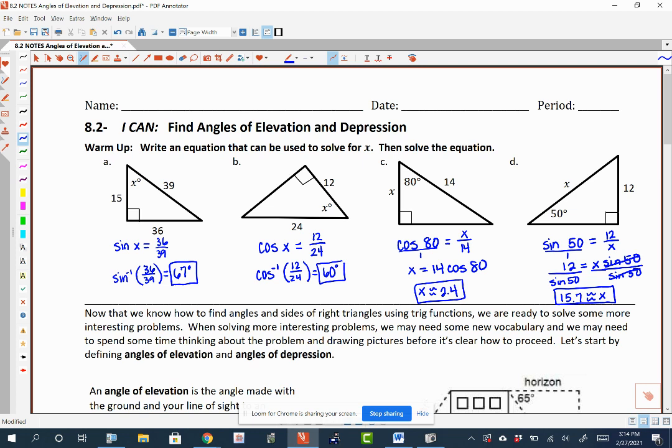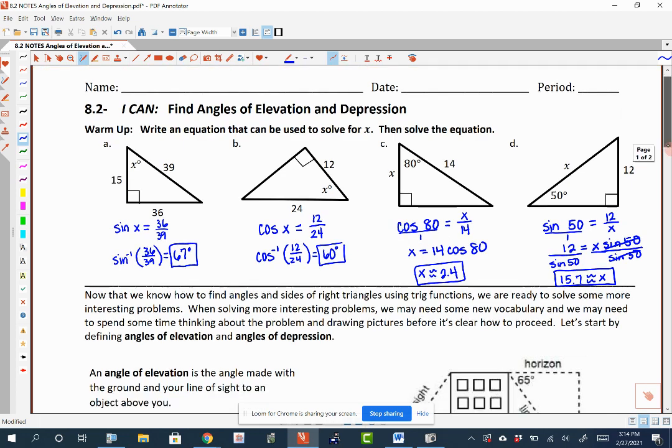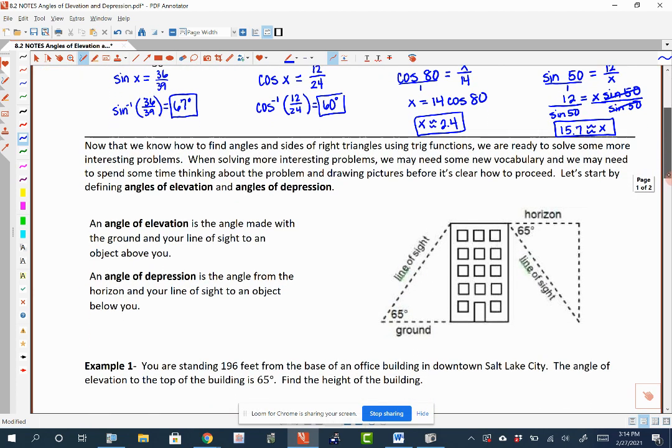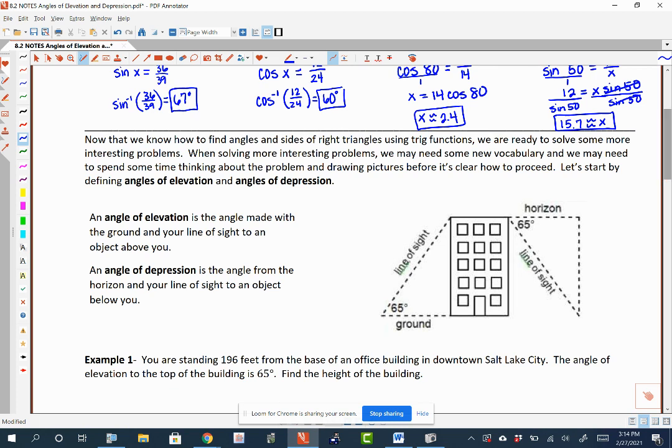involving what's called angles of elevation and angles of depression. So let's go ahead and look below our warm-up and learn about these a little bit. It says, now that we know how to find angles and sides of a right triangle using trig functions, we're ready to solve some more interesting problems. When solving more interesting problems, we may need some new vocabulary, which is where our angles of elevation and depression will come in.